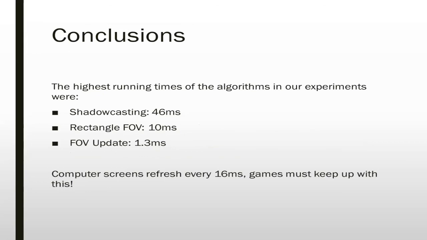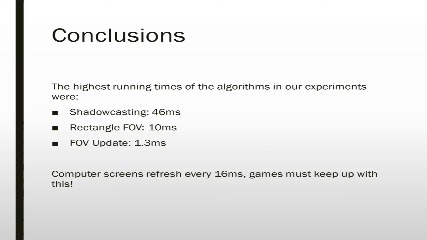However, it is also important to consider the highest running time of the algorithms. In our experiments, shadowcasting's running time maxed out at 46 milliseconds, rectangle field division was 10 milliseconds, and field division update was 1.3. In the world of scientific computing, these may seem like trivially small running times, but it's important to remember that games are real-time applications and will generally attempt to display a new frame of animation to the player at least once every 16 milliseconds in order to give the impression of smooth motion.